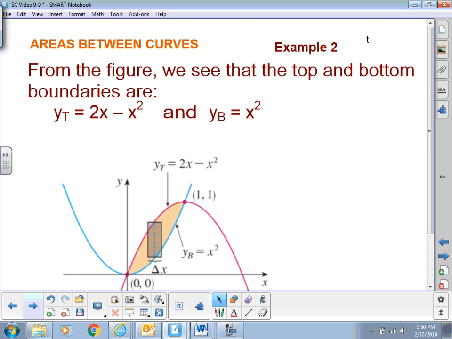And there's a little better picture of what we found. Essentially, we found lots of little rectangles, made them smaller and smaller, and we saw what that area was approaching, and it was 1/3.